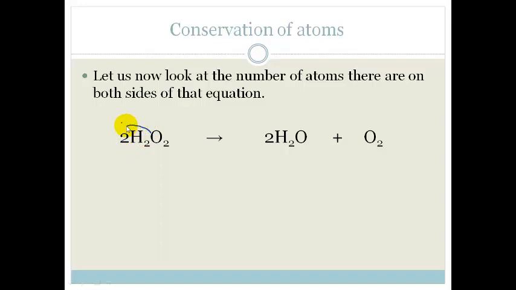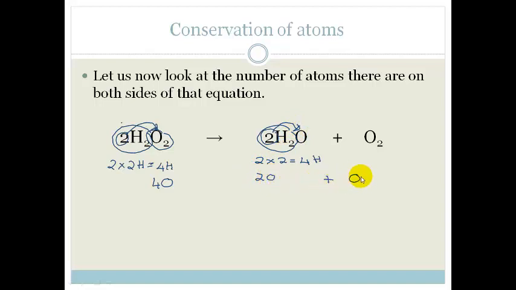If I count here, I have 2 times 2 hydrogens, which gives me 4 hydrogens on the left. And I've got 2 times 2 oxygens, which gives me 4 oxygen atoms on the left. If we look over here, we have 2 times 2, which is 4 hydrogens. And this big 2 multiplies the whole thing. So we've got 2 oxygens there, plus another 2 oxygens here, which gives me 4 oxygens.